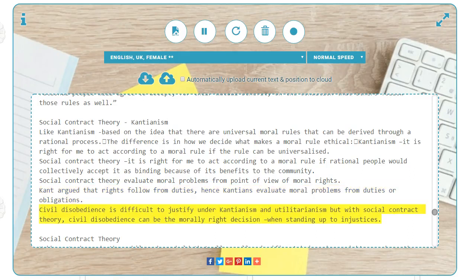Civil disobedience is difficult to justify under Kantianism and utilitarianism, but with social contract theory, civil disobedience can be the morally right decision when standing up to injustices.